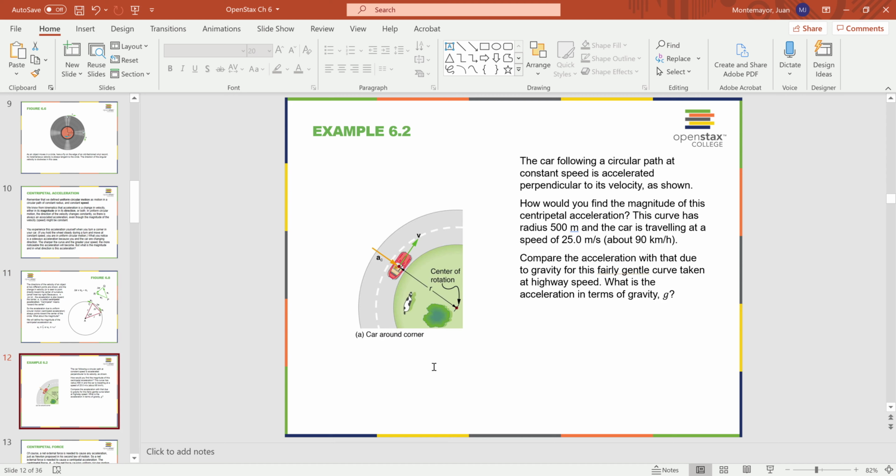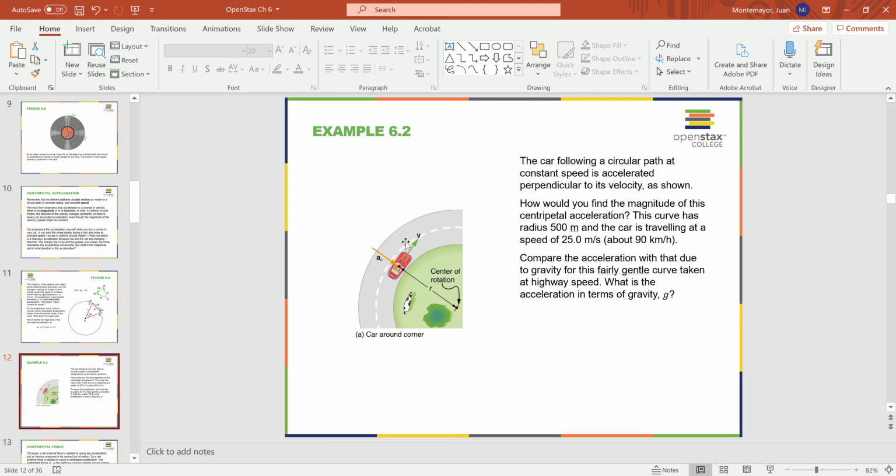Okay, so for this example, the car following a circular path at a constant speed is accelerated perpendicular to its velocity as shown. Just because it's going around this curve here, if you were to complete the circle, you have a circular path. How would you find the magnitude of this centripetal acceleration?